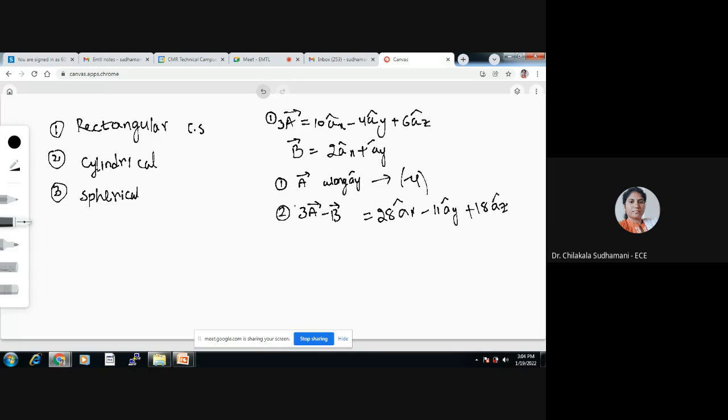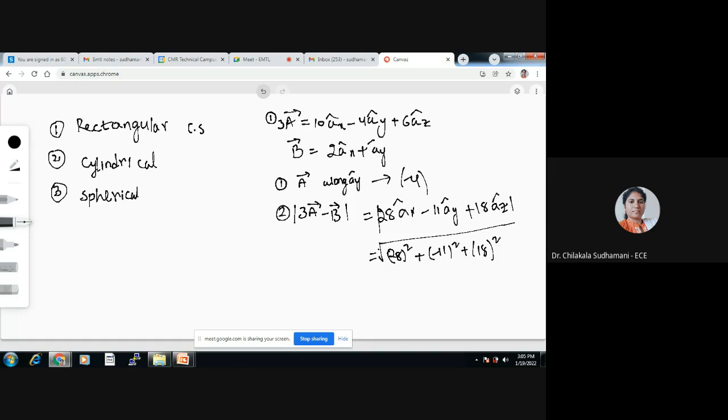But what we need is the magnitude. If you want to calculate the magnitude, what do you have to do? Take the square root of the squares of the components only. Under root 28 square plus minus 11 square plus 18 square. This gives the magnitude value. Got it?